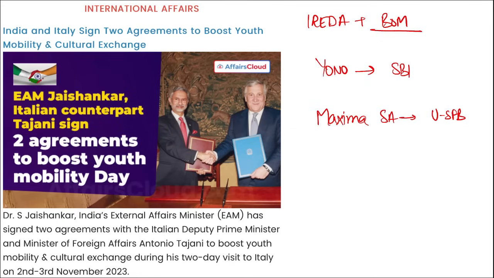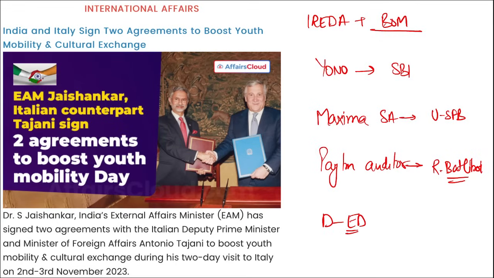Right? Then next thing, who has been recently appointed as the Paytm auditor? Paytm auditor. So he will be R. Batliboi, who has been appointed as the Paytm auditor. Then who has been appointed as the interim director of ED, that is Enforcement Directorate? He will be Rahul Navin. Correct. Then who has been appointed as the brand ambassador of the brand Mobil? This is a lubricant brand, Mobil. Correct. And Hrithik Roshan has been appointed as the brand ambassador of Mobil.